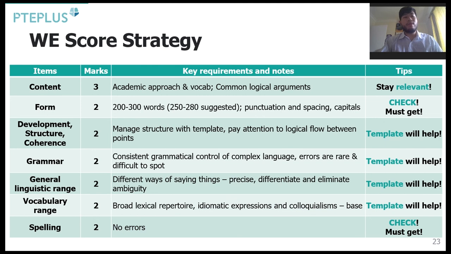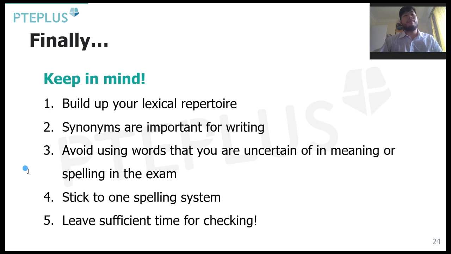So here for content, we want at least 1. For form, we want all 2 marks because the template can help us get this. For development, structure, coherence, we want at least 1. For grammar, we want at least 1. For general linguistic range, we want at least 1. For vocabulary, we want at least 1. For spelling, we want 2. So we want at least 9 out of 15. Obviously, we want more if possible, but 9 out of 15 is the least that we're aiming for.